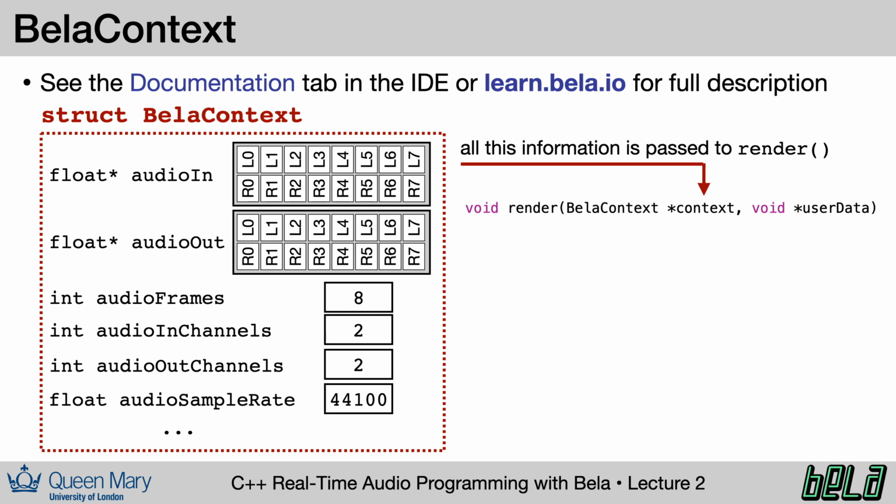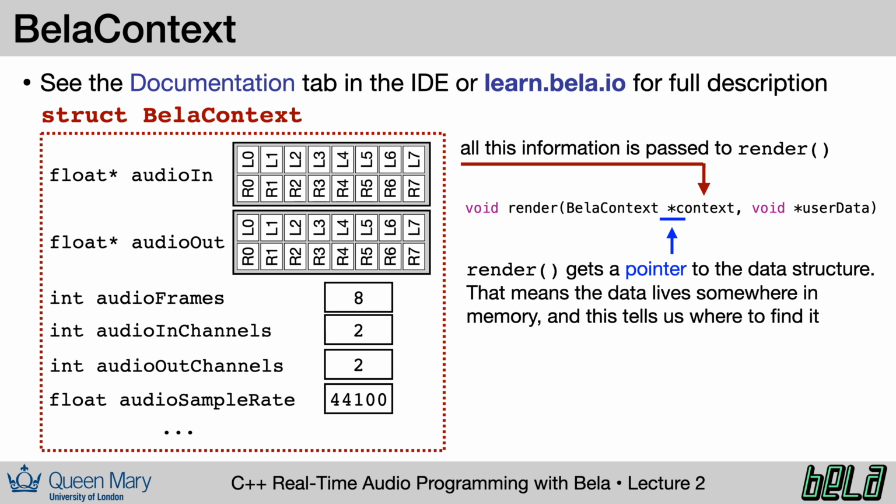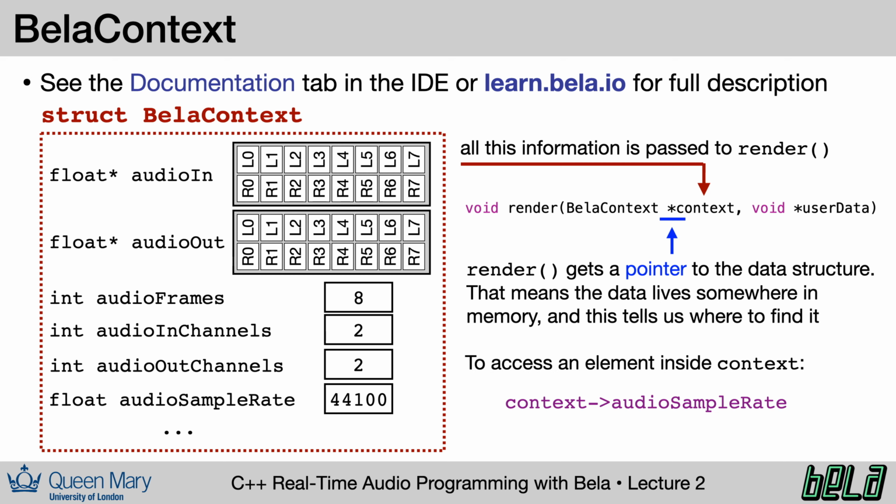And the idea is that all of this information is passed to your render function by the Bela system every time it's called. Render gets a pointer to this data structure. What this means is that this data structure lives in memory somewhere, and the Bela system will tell us where to find it. We'll talk more about pointers in a later lecture. But to access elements inside of the BelaContext data structure, we use this arrow operator. So for example, context->audioSampleRate means access the variable audioSampleRate inside the BelaContext data structure, in this case returning a value of 44,100.